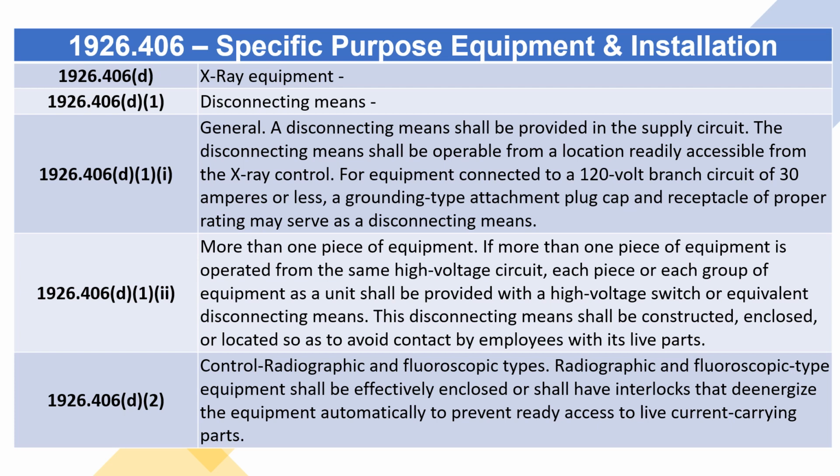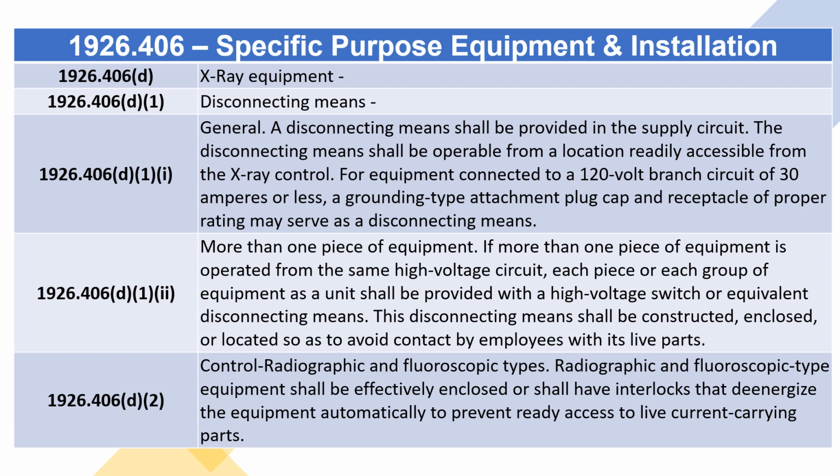1926.406 D2 More than one piece of equipment. If more than one piece of equipment is operated from the same high-voltage circuit, each piece or each group of equipment as a unit shall be provided with a high-voltage switch, or equivalent disconnecting means. This disconnecting means shall be constructed, enclosed, or located so as to avoid contact by employees with its live parts.